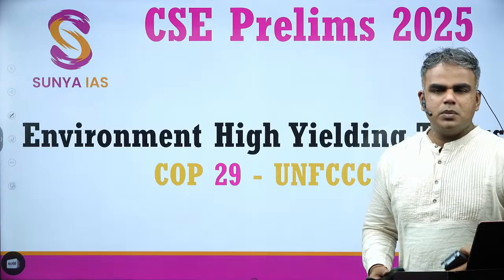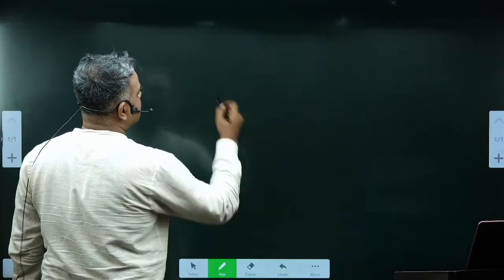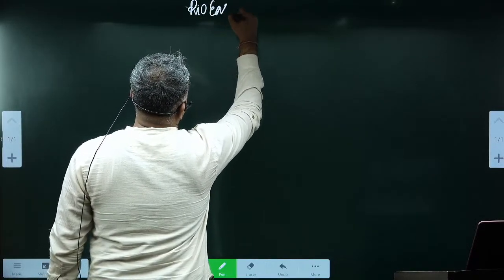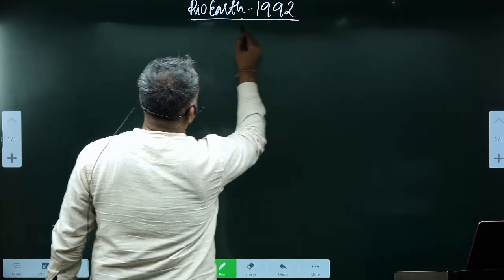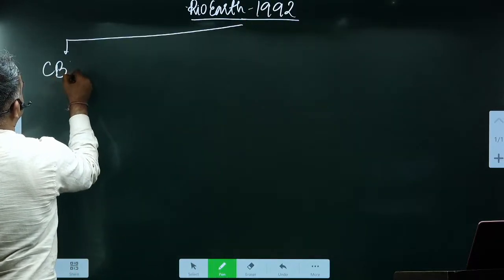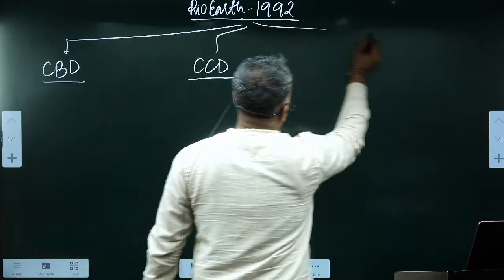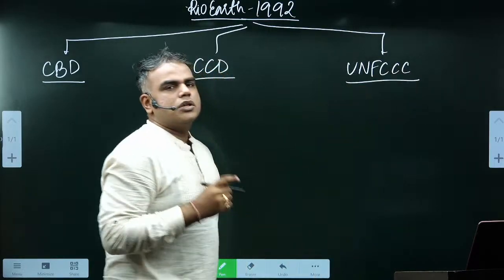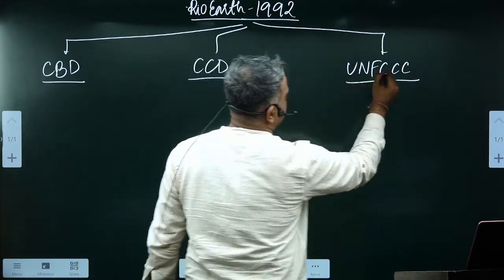So now one by one, we'll quickly have a look at what is the main part. Whenever you prepare this topic, first thing I'll ask you, so for example, we know when we talk about the Rio Earth Summit, which led to 3 important foundational conventions. So you have the UNCBD, Convention on Biological Diversity, you have the UNCCD, Convention to Combat Desertification, and of course the United Nations Convention for Climate Change.